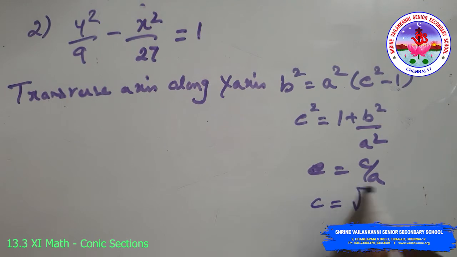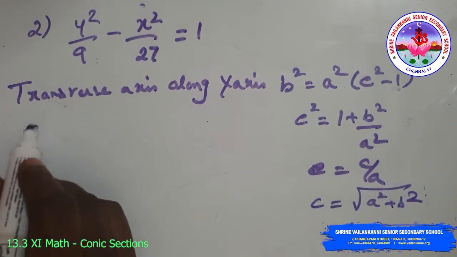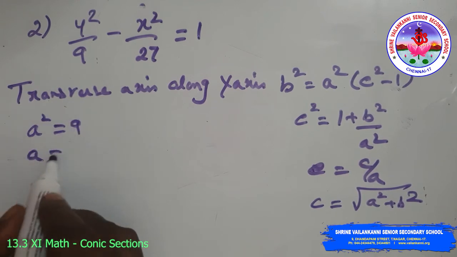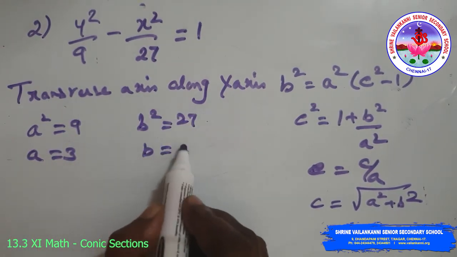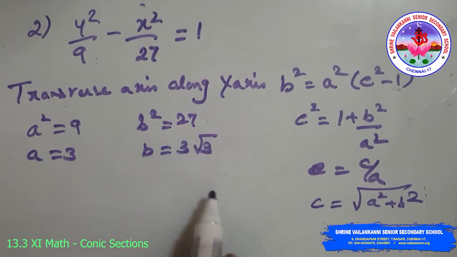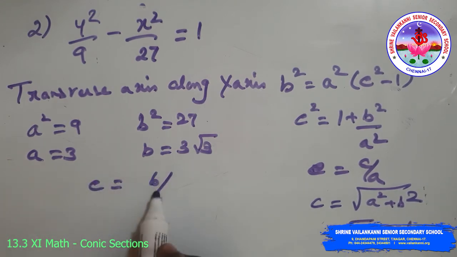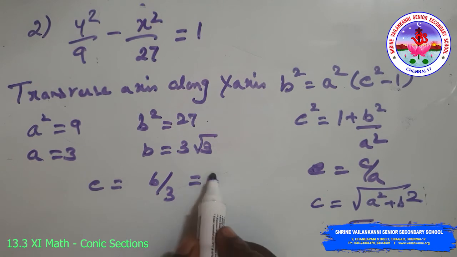Here c equal to square root of a square plus b square. Here a square is 9, a is 3, b square is 27, and b is 3 into root 3. So finding c, root of a square plus b square, that is 9 plus 27, which is 36. So c equal to 6. So e equal to 6 by 3, which is 2.